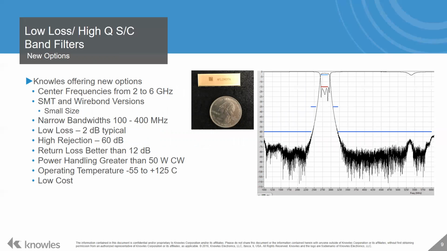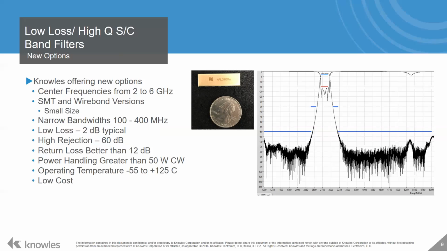Knowles has a new line of low-loss, high-Q S and C band filters, which offer many advantages. We have center frequencies from 2 to 6 gigahertz. We have them in surface mount and wire-bondable versions, with small size and narrow bandwidths of 100 to 400 megahertz at the center frequencies, 2 to 6 gigahertz.